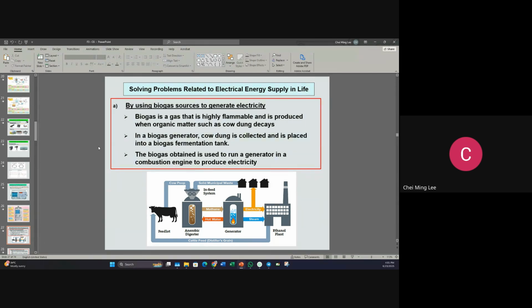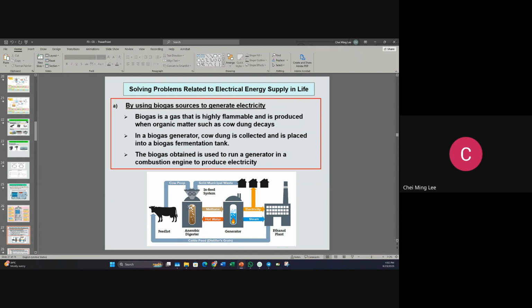First, we use biogas sources to generate electricity. Biogas is a highly flammable gas produced when organic matter such as cow dung decays. In a biogas reactor, the cow dung is collected and placed into a biogas fermentation tank. During fermentation, biogas is released. The biogas is then used to run a generator in a combustion engine to produce electricity.